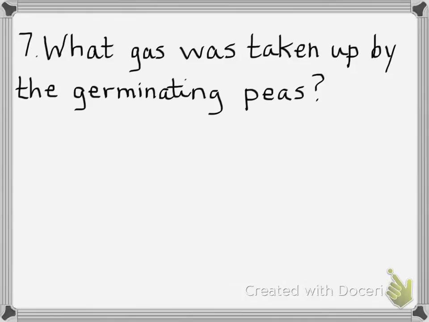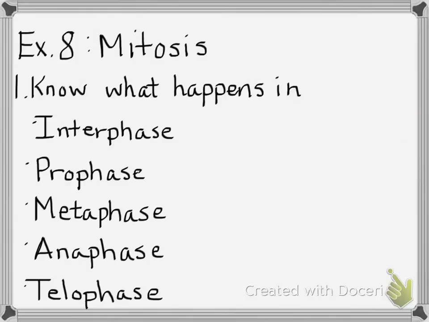So we already answered question 7. What gas was taken up by the germinating peas? O2. I have a real quick question. Why did we wrap those tubes in aluminum foil? To stop photosynthesis. You may remember we wrapped those tubes with aluminum foil, and that was to stop photosynthesis. It's good. Okay, that was exercise number 7 on cellular respiration. You guys okay with that? Yeah, okay.